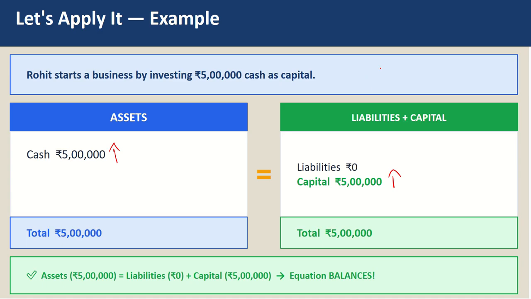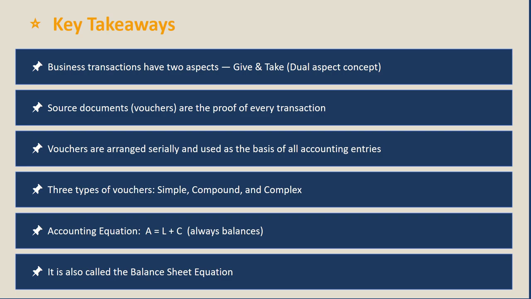So in this video we saw what a transaction is, we saw about the vouchers, how vouchers are the proof of every transaction and how they should be arranged serially. Based on that the accounting transactions are entered, and we saw the types of vouchers. We saw the accounting equation, which is also called the balance sheet equation, with an example. So with this we have come to the end of the video.